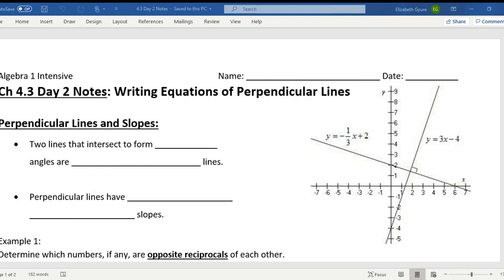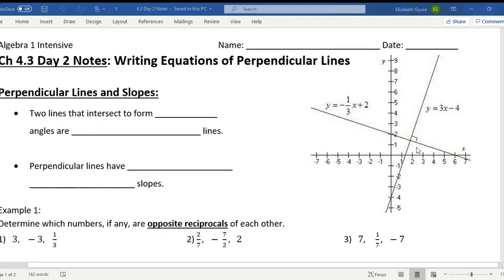So 4.3 day 2, equations of perpendicular lines. So perpendicular lines, does anyone know what perpendicular lines look like? We knew what parallel lines looked like, Aiden. They cross, yeah. They cross specifically at right angles is what happens. They make like a nice little T shape or a plus shape, kind of like this right here.